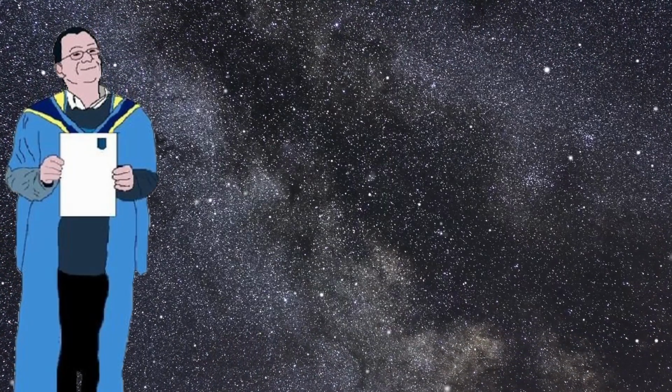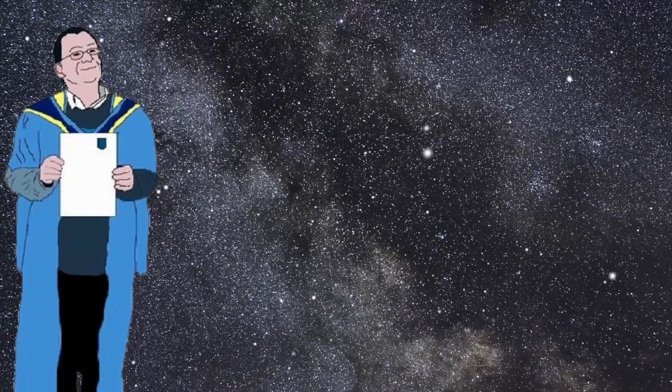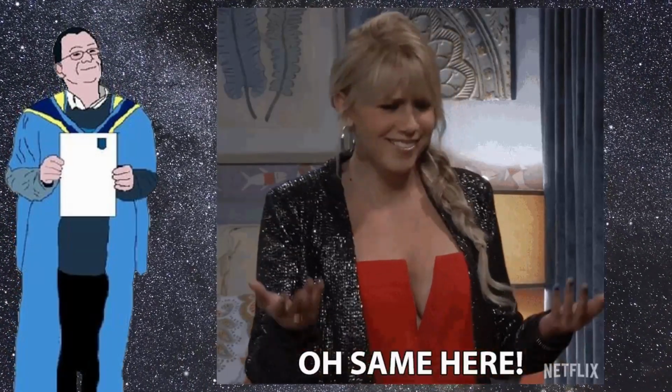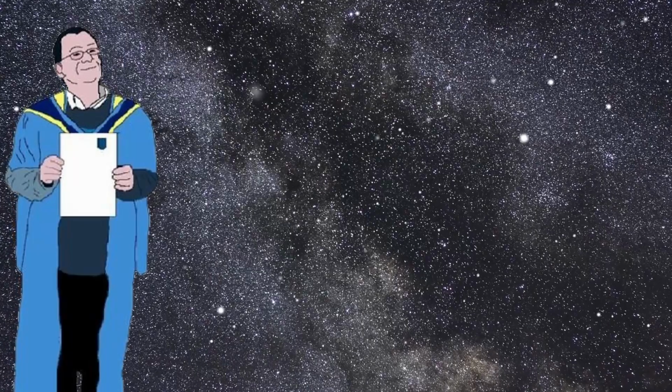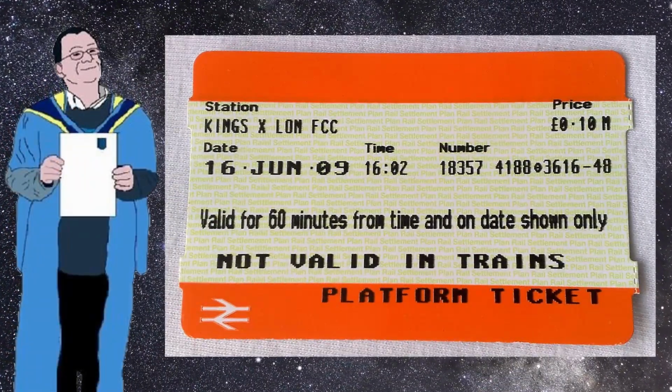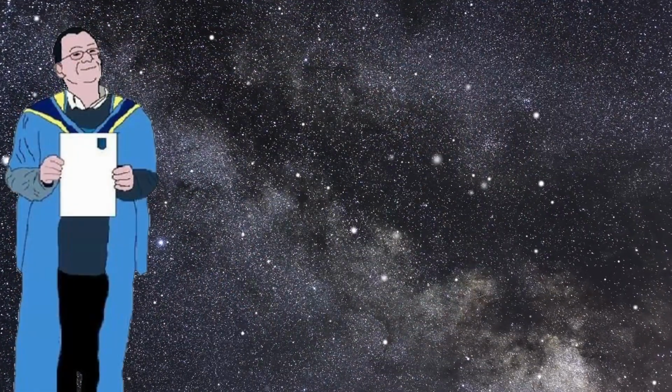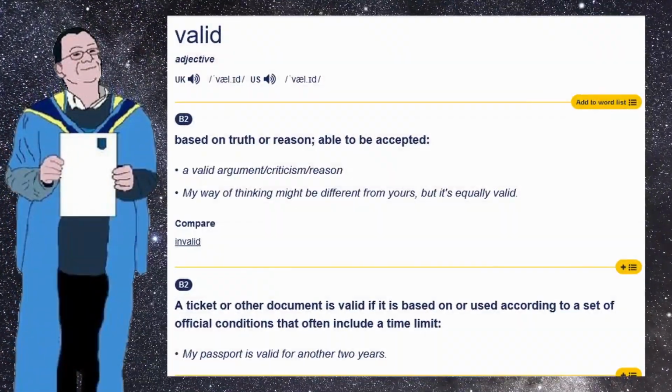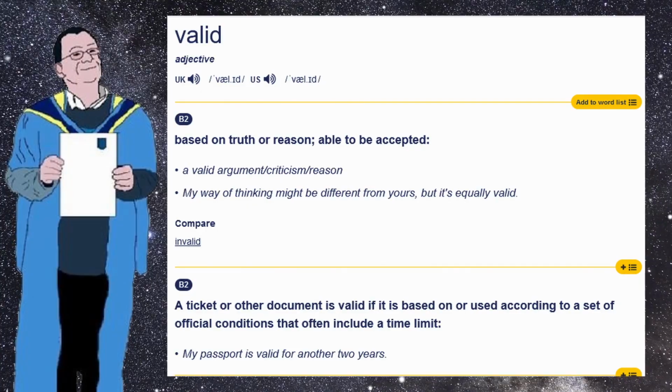If you do, then don't be too hard on yourself. When I first started studying logic, I got these two mixed up and backwards also. When we think of something like a bus ticket, we think of it being valid when it is acceptable and usable, which to some degree is also what we mean when we speak of an argument being valid as well.